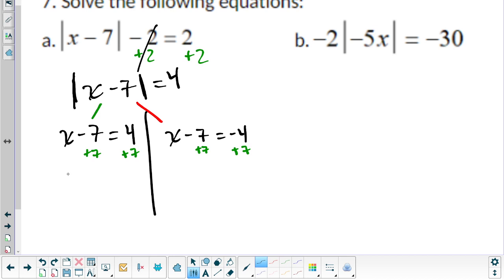And so really, I get x, and then I add 7 to both sides to cancel out those minus 7. x equals 4 plus 7, which is 11 in this case.